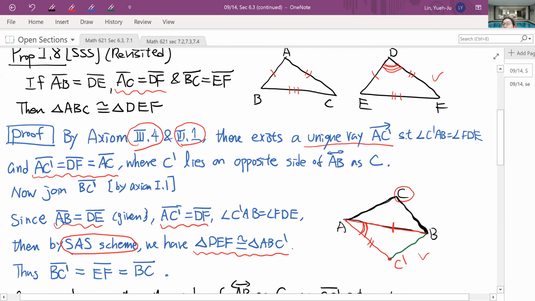Now you might wonder, my goal is to conclude DEF is congruent to ABC, but we are using ABC prime as an intermediate tool.